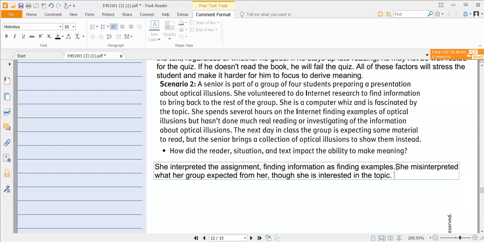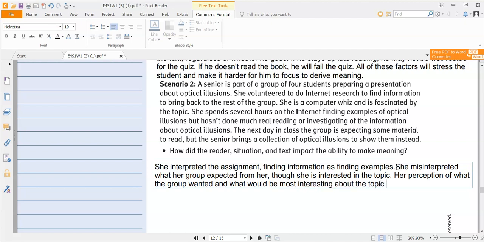So it's possible that her interest and her perception of what the group wanted caused her to not bring them what they expected. So her perception of what the group wanted and what would be most interesting about the topic caused her to not meet the group's expectations.